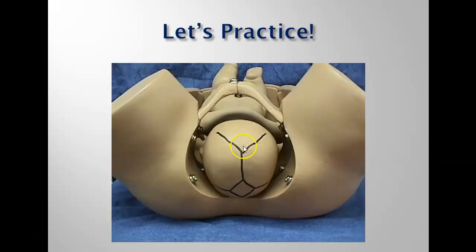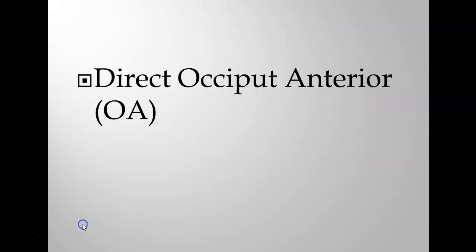And how do we know that? Well, first of all, the occiput is direct, meaning it's neither toward her right nor her left, and it is toward the anterior, so the top of her pelvis. So we would call this position direct occiput anterior.